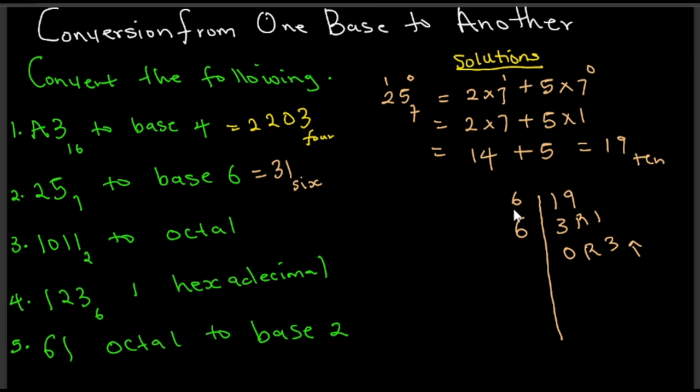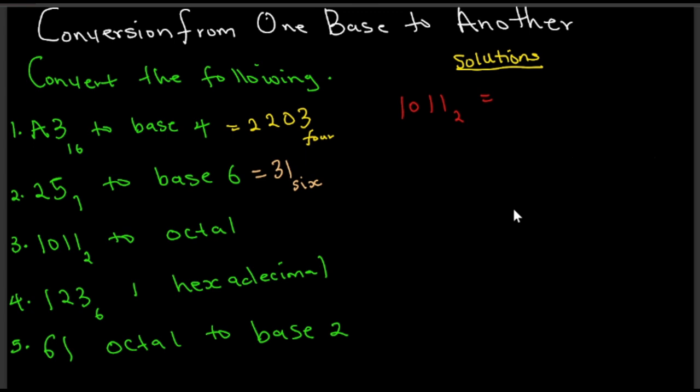Next one, say 1011 base 2 to octal. Let's work on that. The first thing we need to do is to convert this binary to base 10, right? So we have powers 0, 1, 2, and 3. And we have 1 times 2 to the power of 3 plus 0 times 2 to the power of 2 plus 1 times 2 to the power of 1 plus 1 times 2 to the power of 0.